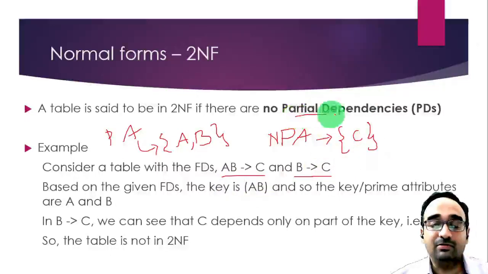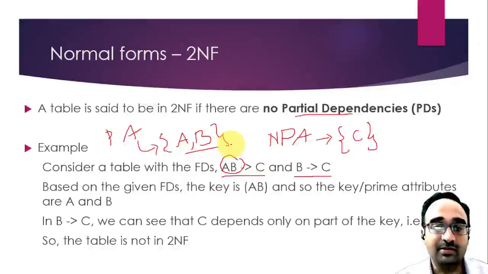Okay, now what is a partial dependency? Partial dependency means if the right hand side is dependent on only a subset of these prime attributes, then you can say the dependency is a partial dependency. Let me tell you with an example. In the functional dependency AB to C, the right hand side C is dependent on both A and B, that is the full key or all the prime attributes. But in the second one, C is dependent on only B, it is not dependent on A, which is also a prime attribute. So this is PD, partial dependency.